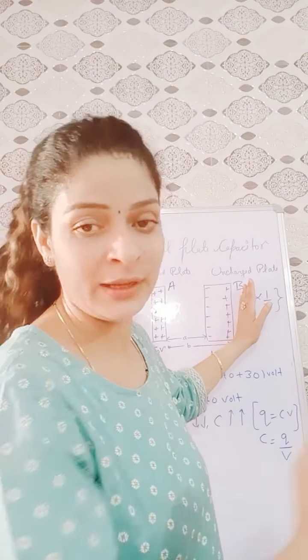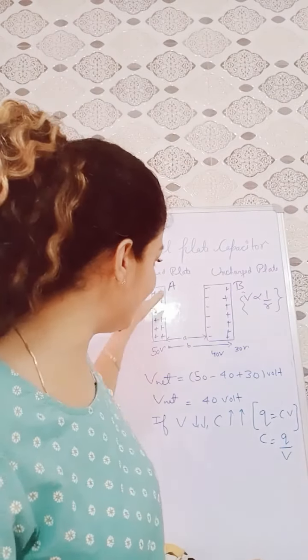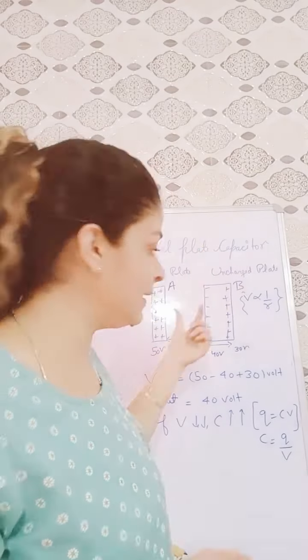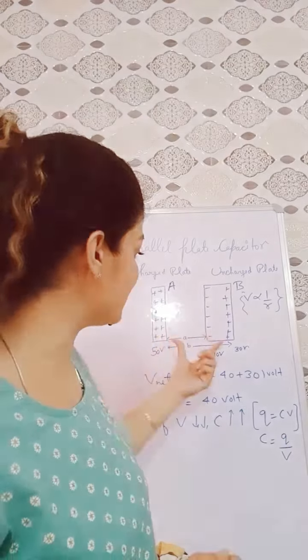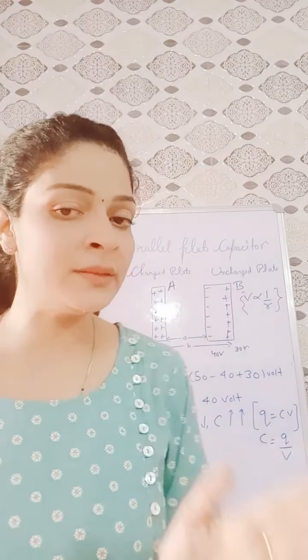Okay, so we have considered the distance between this positively charged plate and the negative charges on the plate B as A, while the positive charges on the plate B are separated from the positively charged plate A by a distance B. Okay, now see what is the result of this.